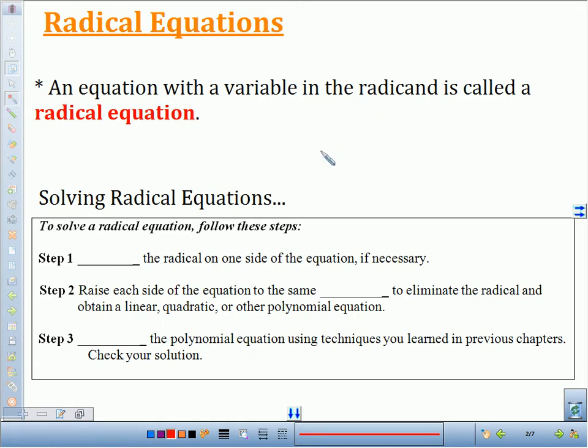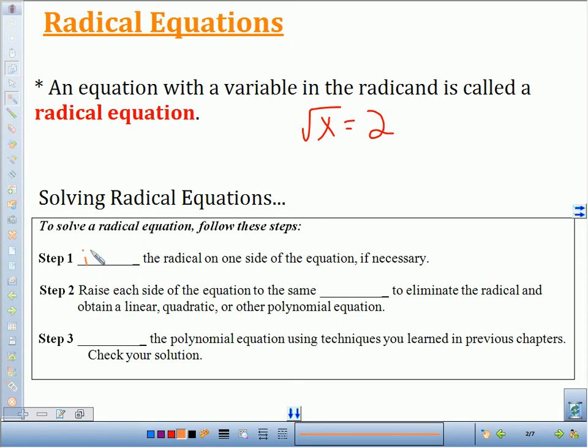So an example of a radical equation might be the square root of x equals 2. Now, this is kind of a simple example, but we'll walk through how to do it. We have a few steps that we need to follow. In order to solve a radical equation, we follow steps 1, 2, and 3 here.